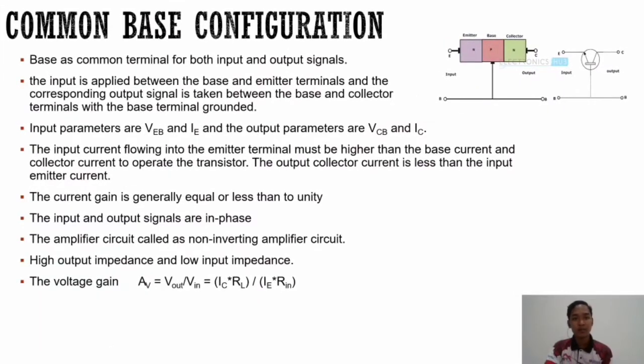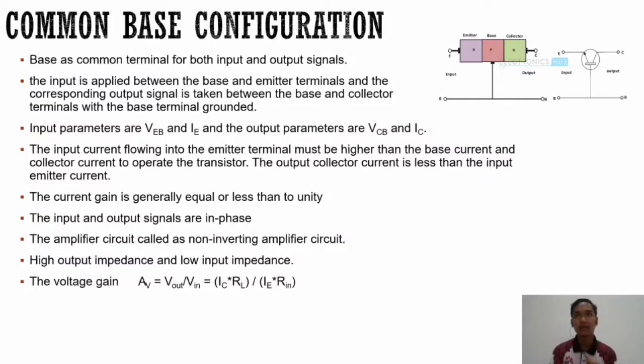Okay, for the common base configuration, the base is the common terminal for both input and output signal. The input is applied between the base and the emitter terminal, and the corresponding output signal is taken between the base and collector terminal, with the base terminal grounded. Input parameters are VEB and IE, and the output parameters are VCB and IC.